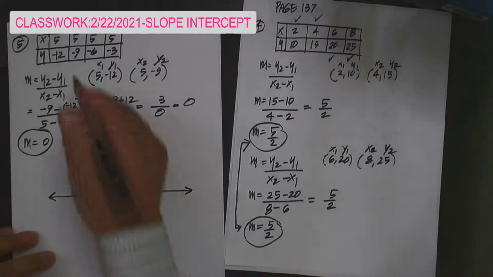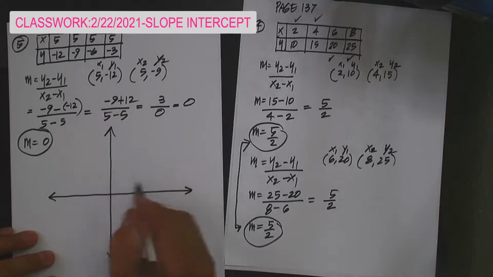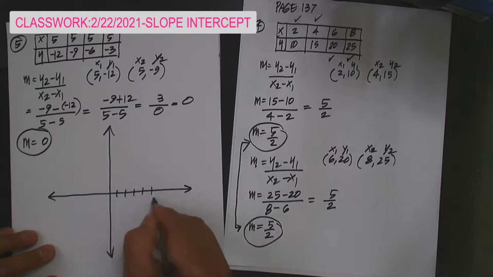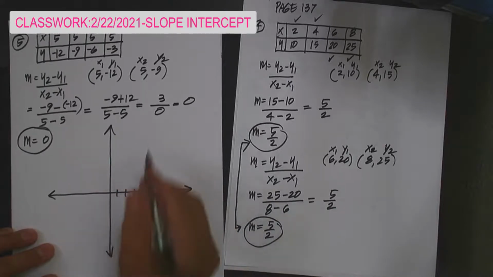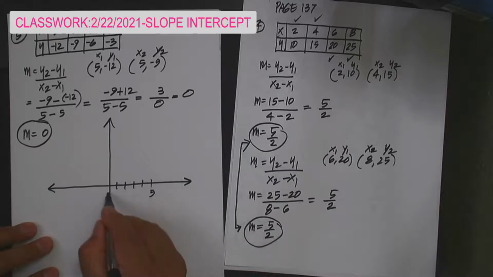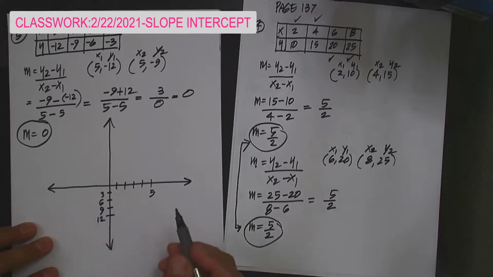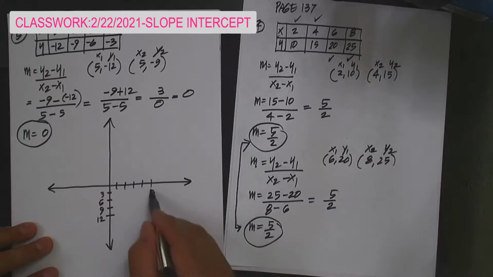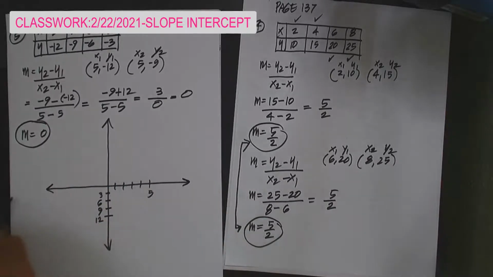Okay, let's check. The coordinates you have here for your x's are 1, 2, 3, 4, 5, right? So this one, your y is negative 3, negative 6, negative 9, negative 12. Okay, so your first point, 5 and 12, right here.